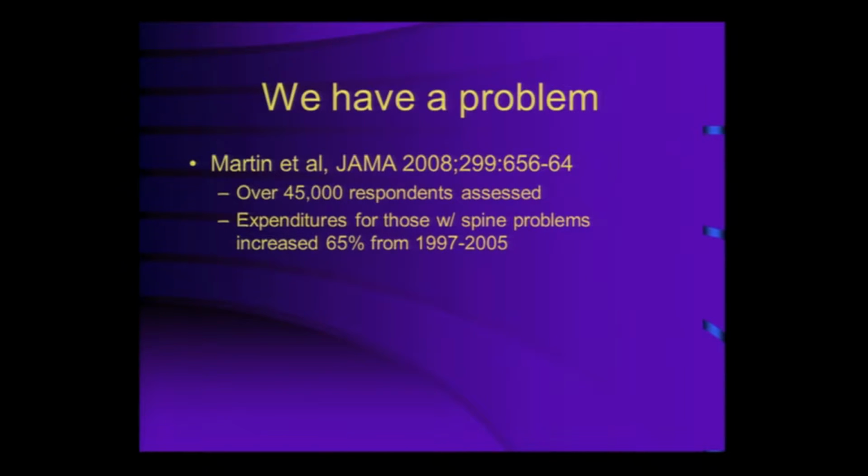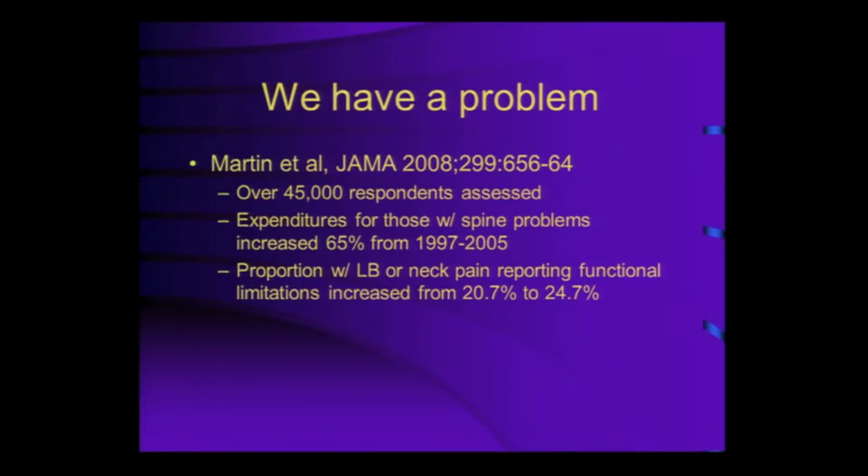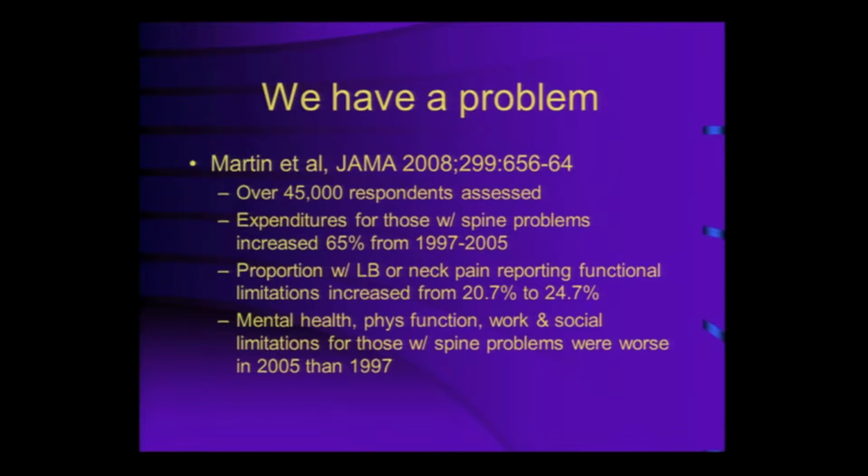Expenditures for people's spine problems increased substantially from 97 to 2005. We spent a lot more money. As a society, we didn't get a lot for it, though. The proportion of people with functionally limiting back and neck problems increased from 20 to 25%. And mental health, physical function, work, and social limitations for those with spine problems were worse. So this may be a matter of what we're measuring and what we're treating. We might be treating what we're measuring, or vice versa.